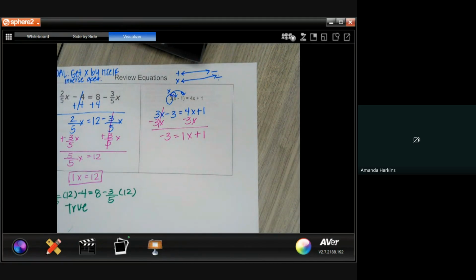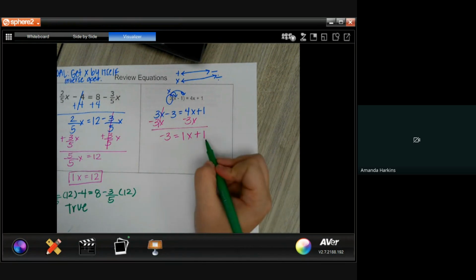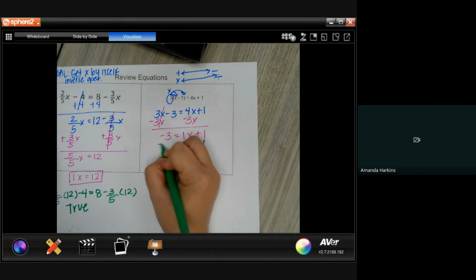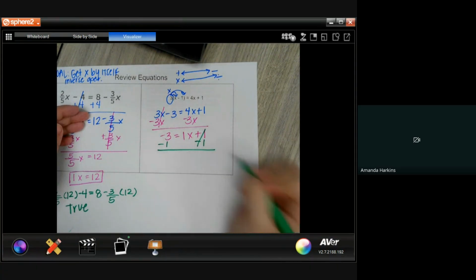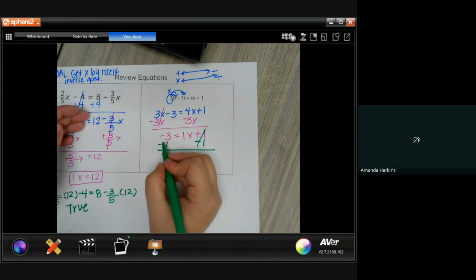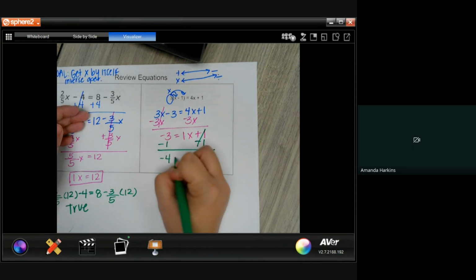Now I'm going to go ahead and move my constants. And so what is the inverse to plus 1? That's minus 1, minus 1. These zero out. Negative 3 minus 1 is a negative 4.